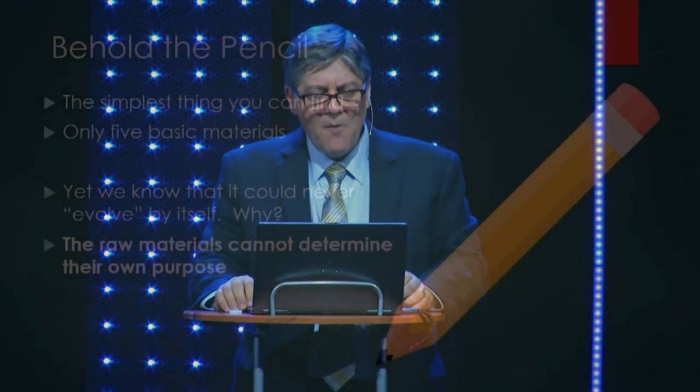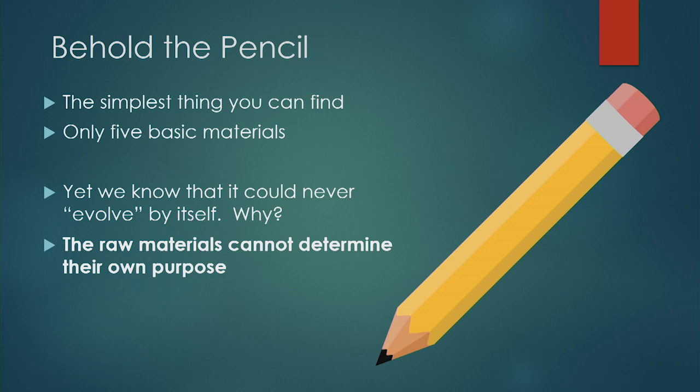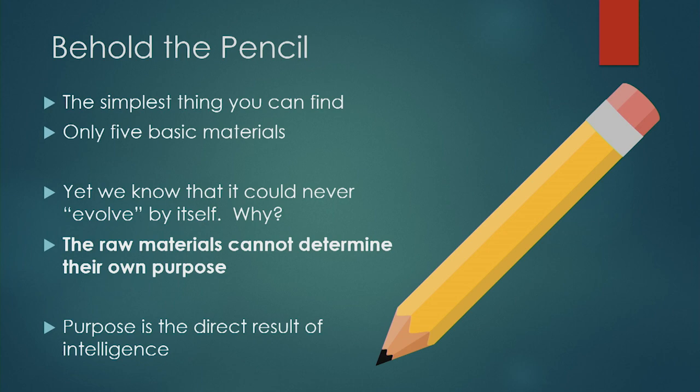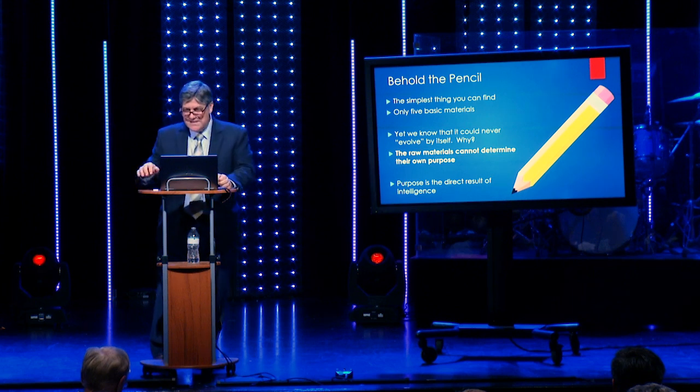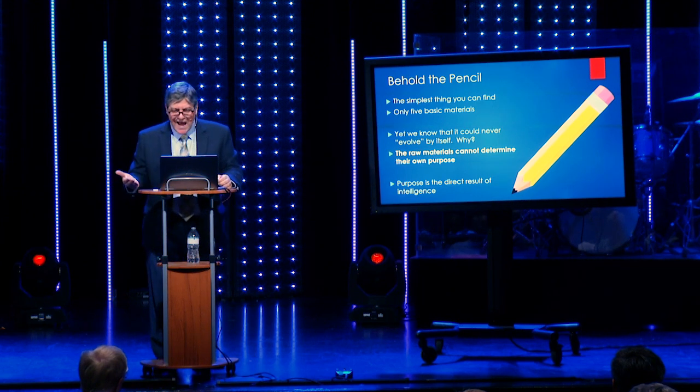Five basic ingredients. Yet we would never say that the pencil evolved by itself, or even that it could evolve by itself, right? But wait a minute. What if we took all the raw materials, put them in a pile, put your wood, your paint, your graphite, your metal, and your rubber, put it in a pile and add 1,000,000 years, is it possible for it to come up with a pencil then? And the answer is no. But why is it no? Because the raw materials cannot determine their own purpose. Purpose is the direct result of intelligence. The pencil exists because man needed something to write with. So we invented it. We designed it, engineered it, and manufactured it to be exactly what it is.